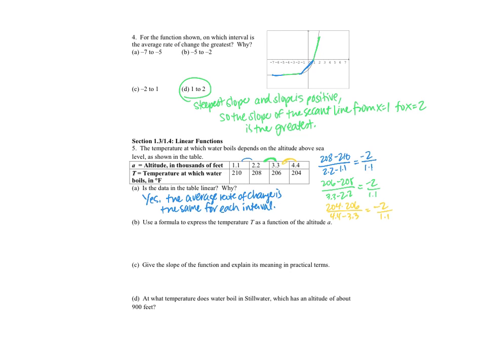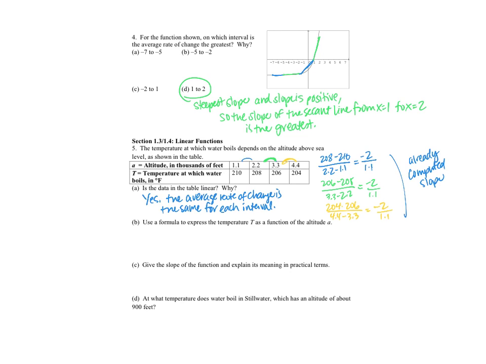Okay. And then it says, use the formula to express the temperature T as a function of the altitude A. And so what I've computed over here is my slope. So I have already computed my slope. And so the thing I don't know is my initial value, or in other words, the temperature at which water boils when the altitude is 0. I don't know that value yet. But I can write down a linear function.